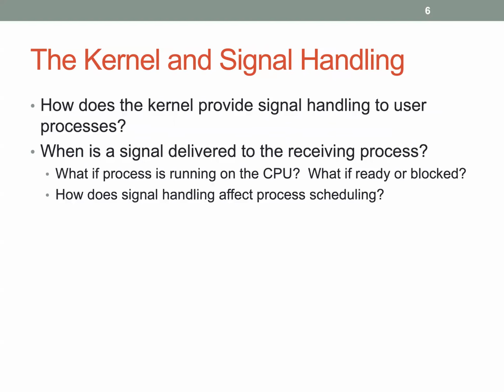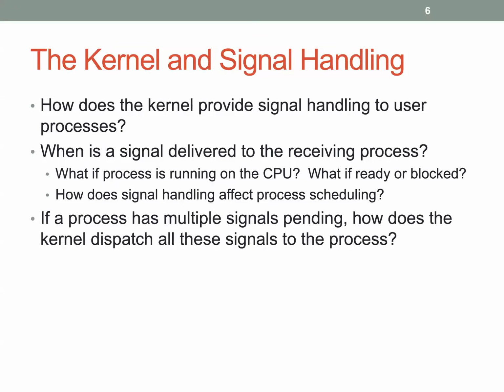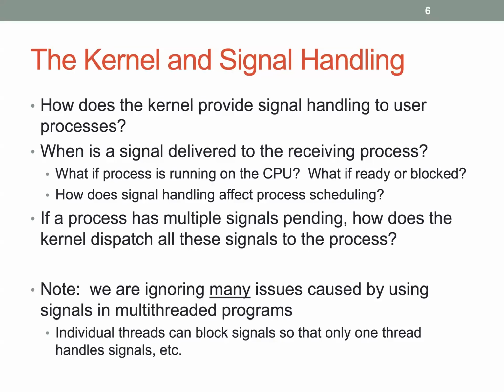So let's say that you have parent and child processes. The child terminates, the parent gets a SIGCHLD, but the parent's not currently running. So how does that mechanism work? How does signal handling affect process scheduling? If a process has multiple signals pending, how does the kernel take care of delivering all of those pending signals to the process?